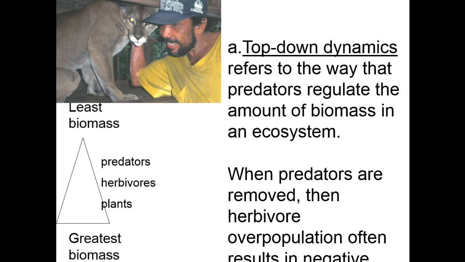And on to top-down dynamics. This is a concept where predators regulate the amount of biomass in the ecosystem. Okay, if you look to the left, you see this pyramid. And the predators are the least abundant. I think most of us know this. Herbivores more abundant. Plants the most abundant. And the greatest biomass. Biomass just means the amount of weight. But if you remove the predators, then the herbivores become really abundant and they start to destroy plants. And so this top-down dynamics is, even though predators are rare, they're very important.